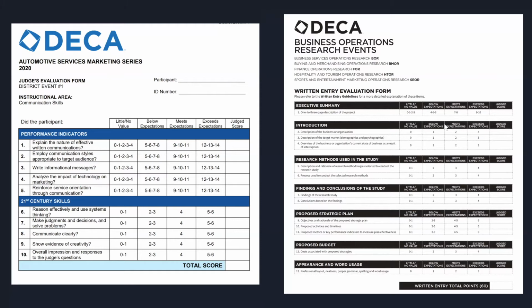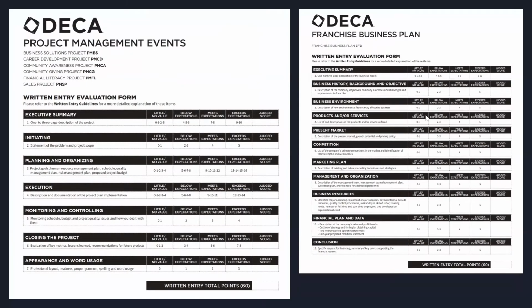So there are a ton of ways you can implement these into your written project that will help you score points and just make your project better overall. We can take a look at a few more of these. I'm not going to go into too much detail, but for example, on project management on the left, you can look at monitoring and controlling, monitoring schedule, budget and project quality, so on and so forth.